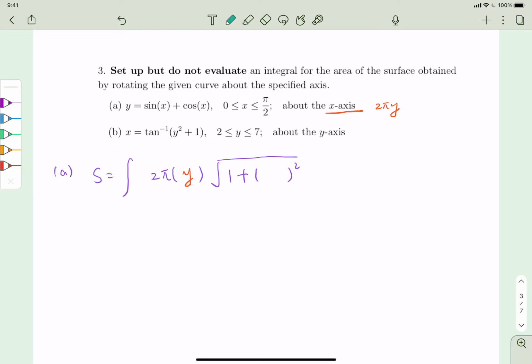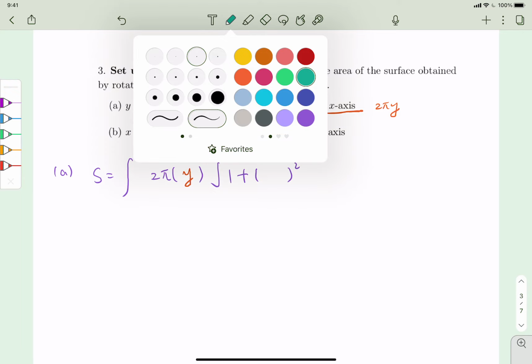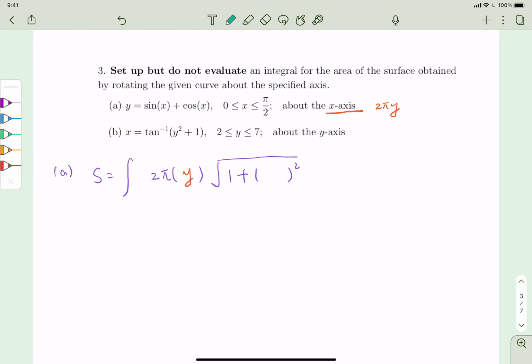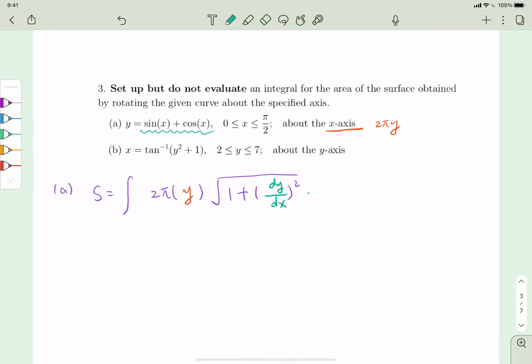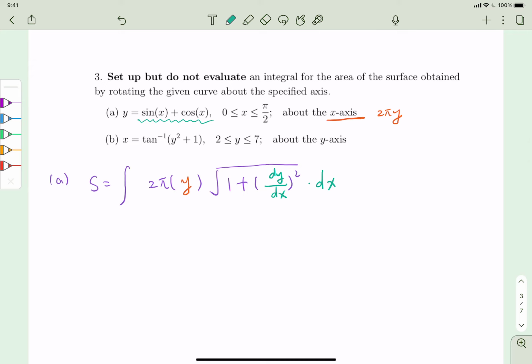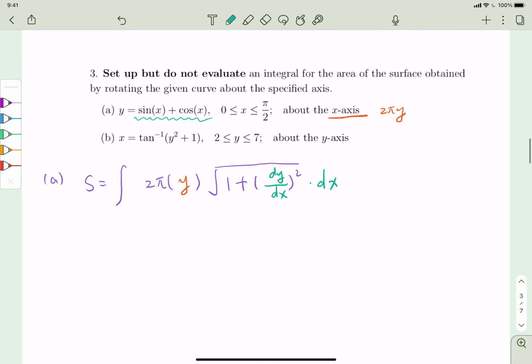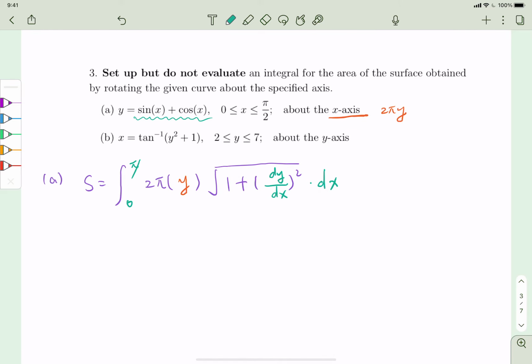Okay, so in this case, for my convenience, because it's easier to write the derivative in terms of x, we will use dy over dx instead of dx over dy. Okay, and now this is dx, sorry. So it should be like that. And since the integration is about x, we need the bounds also be about x. So it's from 0 to pi over 2.